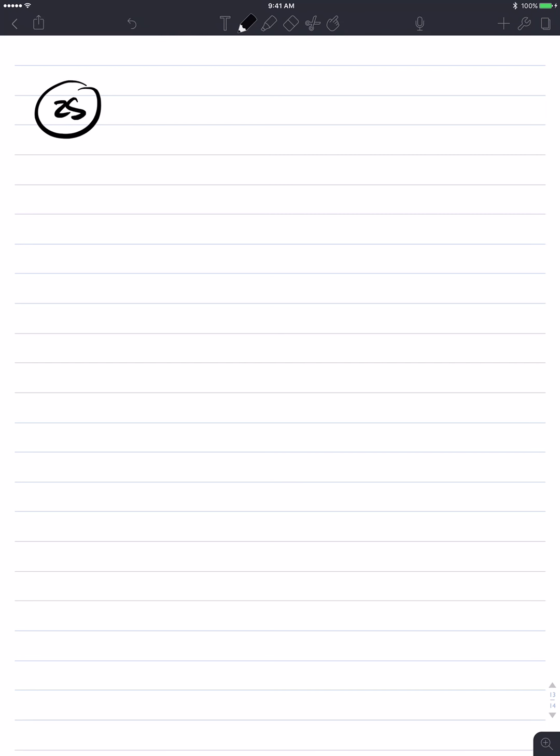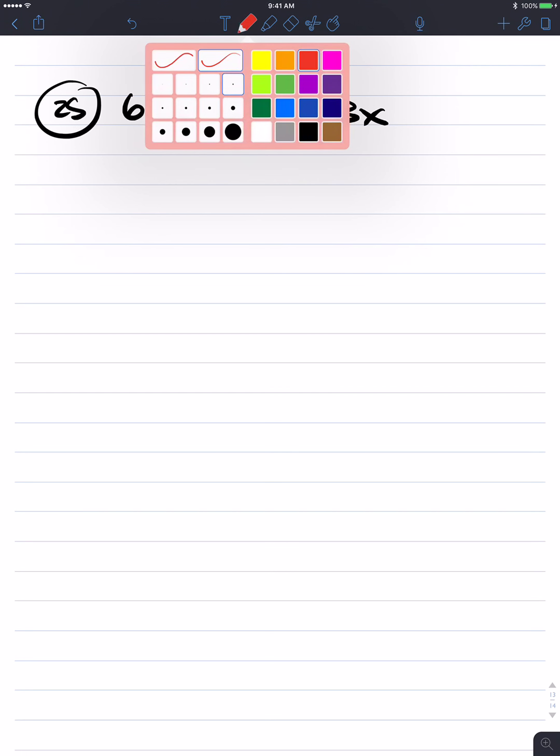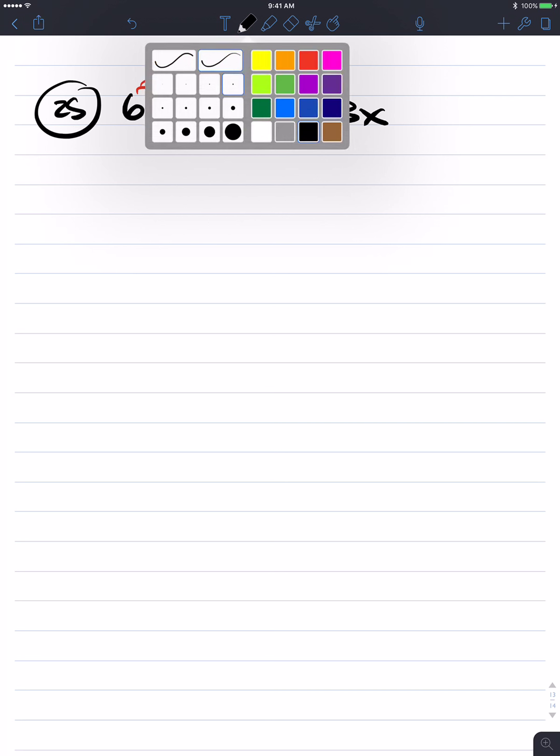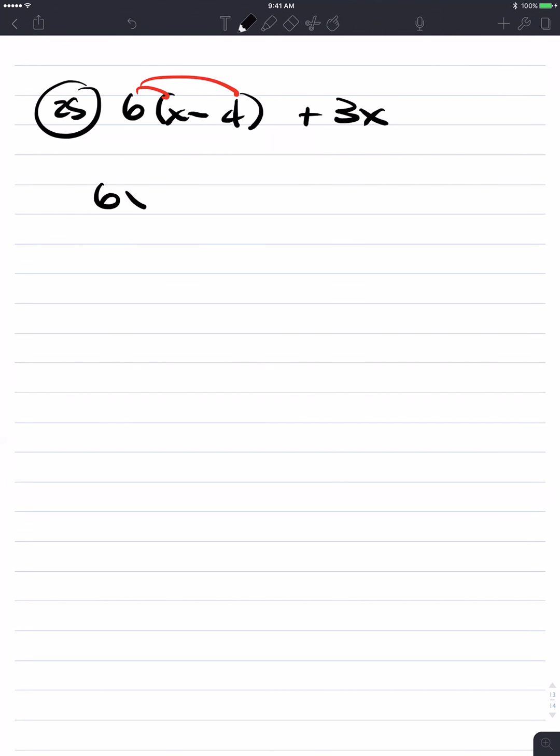Number 25. In this problem, we only have one set of parentheses to use the distributive property with. 6 times x is 6x. 6 times a negative 4 is negative 24. Don't forget to bring down your 3x. Let's identify the terms that are like.